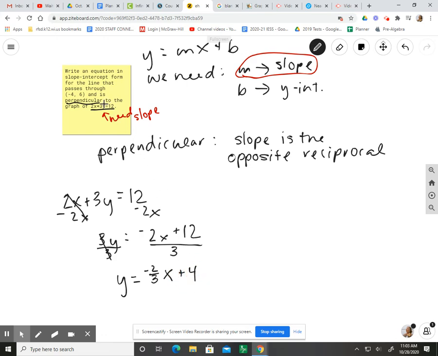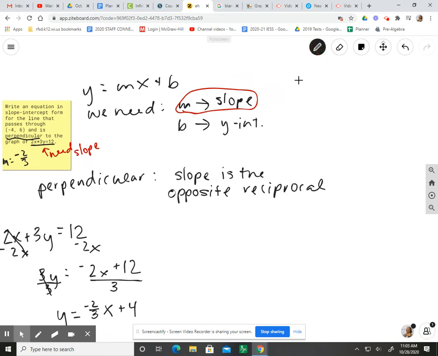So the line that we're given has a slope of negative 2/3. Our slope is going to be the opposite reciprocal of negative 2/3. The opposite of a negative is positive, and the reciprocal of 2 over 3, we do the flip, so 3 over 2. So our slope is 3 over 2.